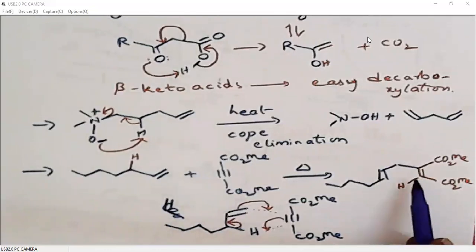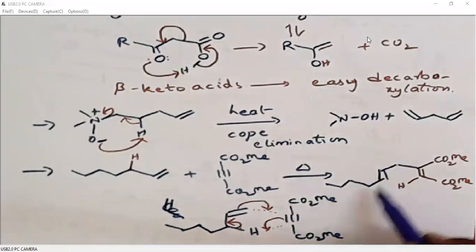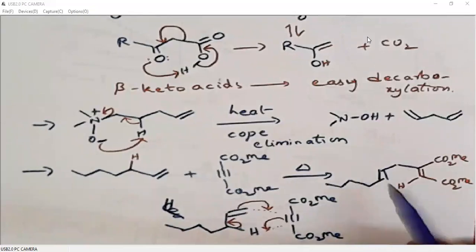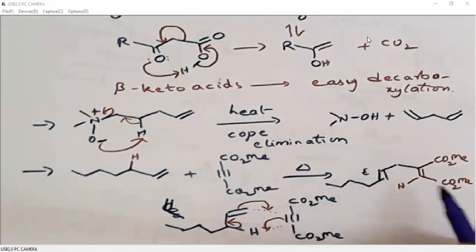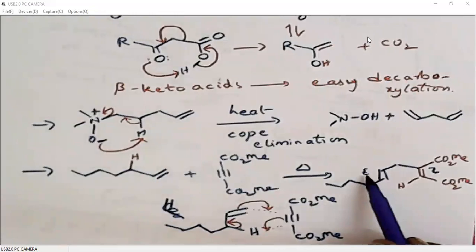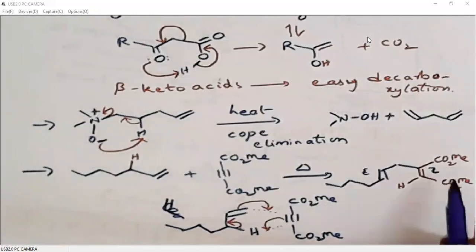Once you have the product, now you can rearrange it, right? So you can write it in a zigzag fashion. So it is an E double bond and this is a cis double bond. So I can say Z double bond. Is it? Yeah. So this is an E double bond, this is a Z double bond. So you write it in a long chain fashion so that you will arrive at the product.